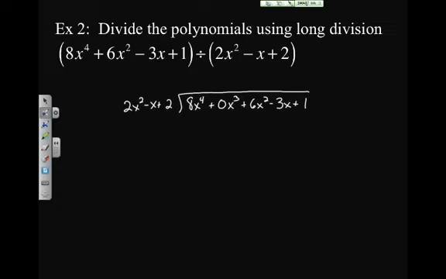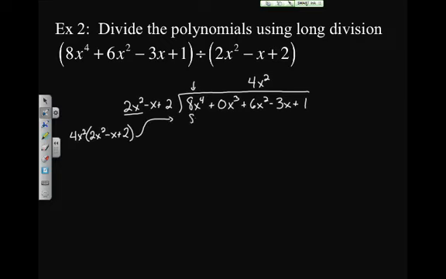And we go through the same process. We look at this 2x squared. 2x squared times what will equal 8x to the 4th? Well, 2 times 4 is 8, and x squared times x squared is x to the 4th, so it's going to be 4x squared. So just like before, we're going to take 4x squared and multiply by 2x squared minus x plus 2. And we're going to put that in right here.